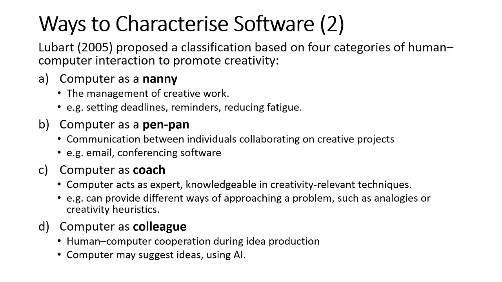The last category is where the computer can act as a colleague. Now this very much is human-computer cooperation during idea production, or idea generation as it is often called. Now when this category is being used, it means that the computer may actually suggest ideas using things such as artificial intelligence. This is where it's working as a colleague. Instead of passively helping the user to try and generate ideas, it is actively suggesting ideas or ways to actually make the process or the product be more creative.